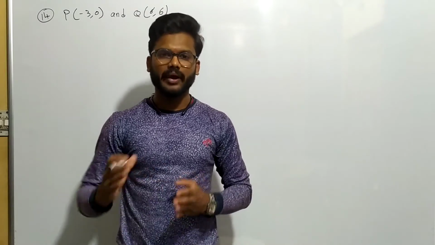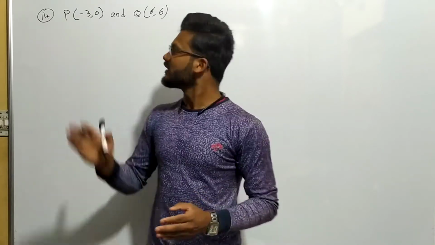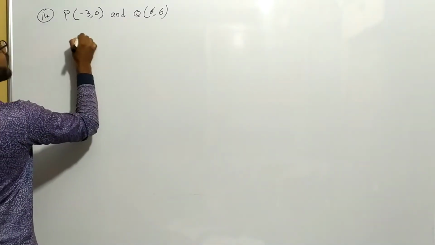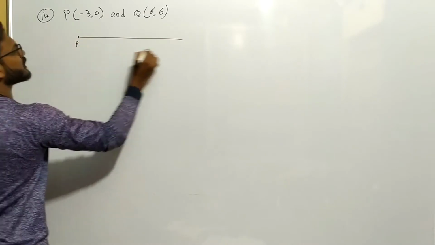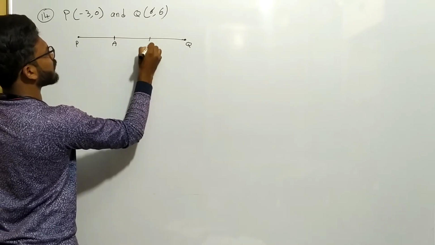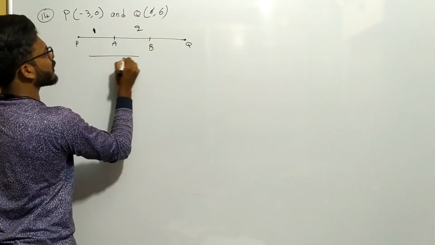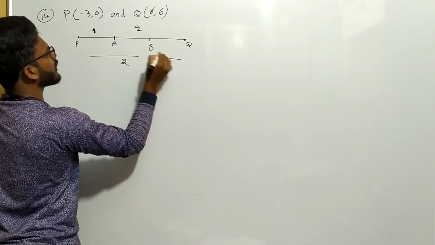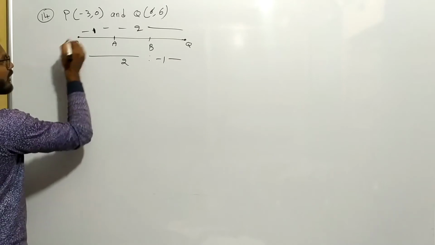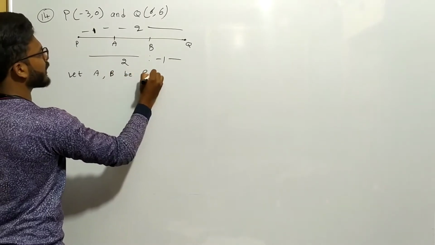First, what are points of trisection? Points of trisection are nothing but the points which divide the given line in the ratio 1:2 and 2:1, right? Suppose this is P and Q, or if you take A and B, no problem. If A and B are points of trisection, then A divides PQ in the ratio 1:2 and B divides PQ in the ratio 2:1, right? A divides in the ratio 1:2, B divides in the ratio 2:1. Therefore, we have to write: let A and B be points of trisection.